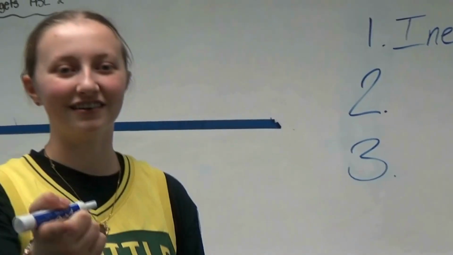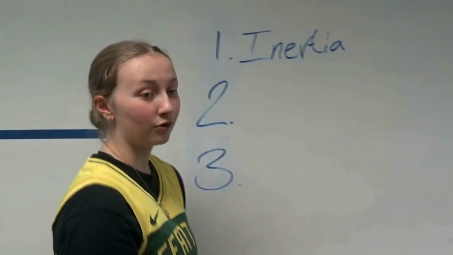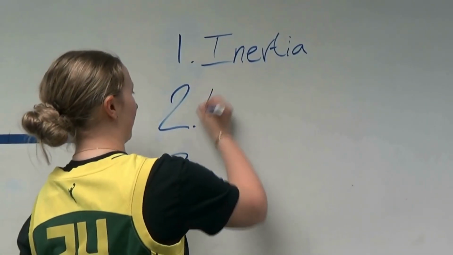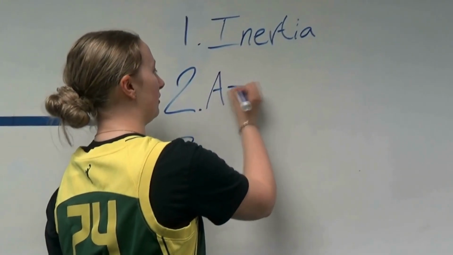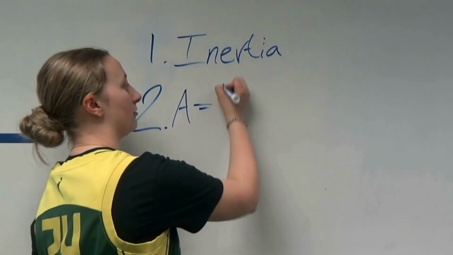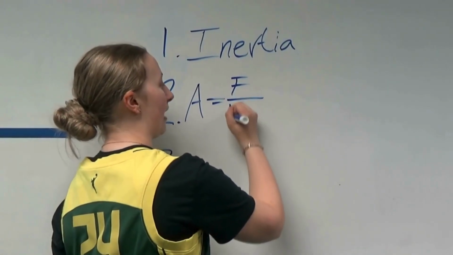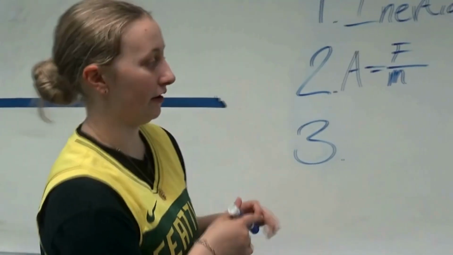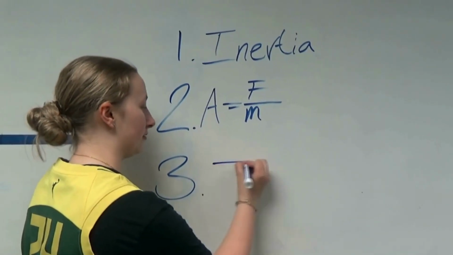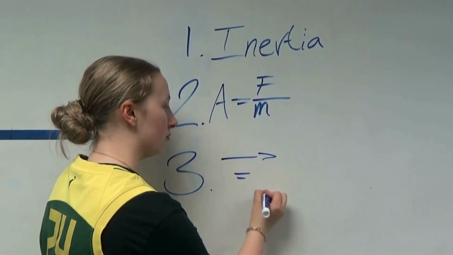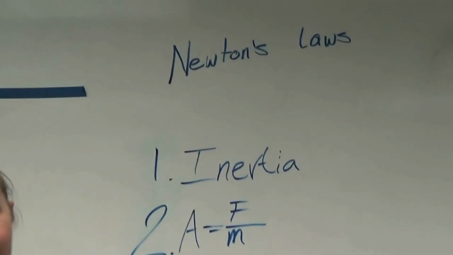Miss Emmy, what is the formula for acceleration? Great question, Carmi. The formula for acceleration is acceleration, or A, equals the net force over the mass of an object. Force occurs in pairs, so for every action, there's an equal reaction. And those are Newton's laws.